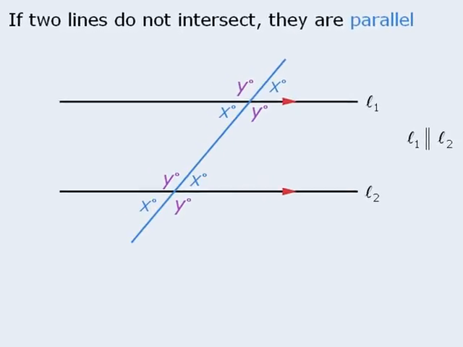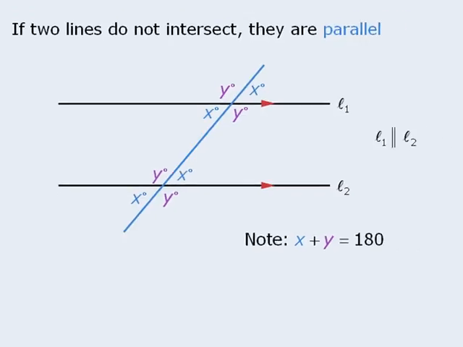Now, parallel lines and transversals are frequently tested on the GRE, so make sure that you can identify all of the equal angles when a transversal intersects parallel lines. Now, as an aside here, it's important to know that since angles on a line always add to be 180 degrees, we can also say here that x plus y must add to be 180.